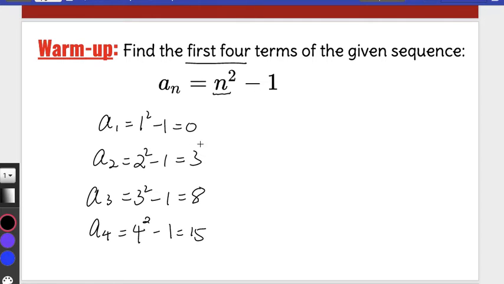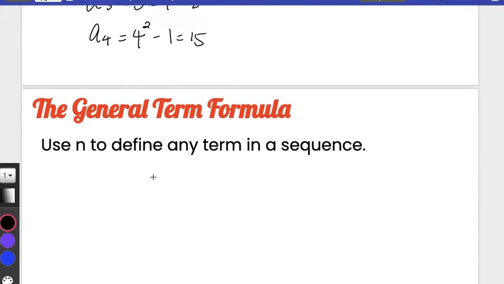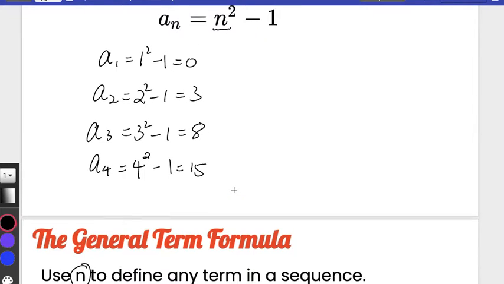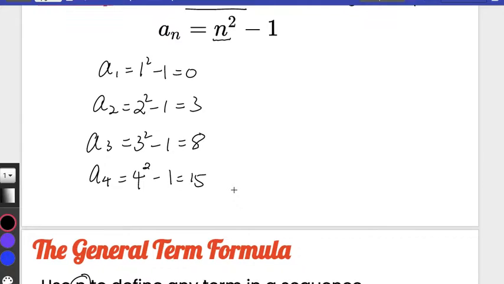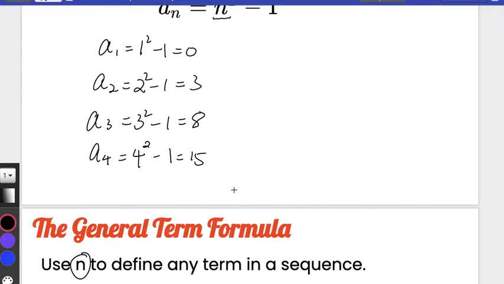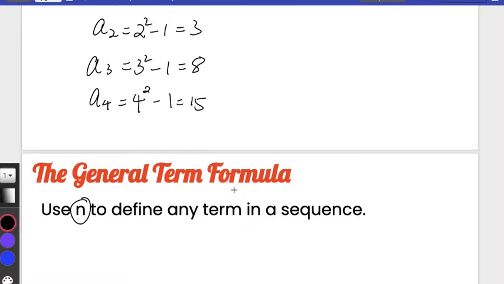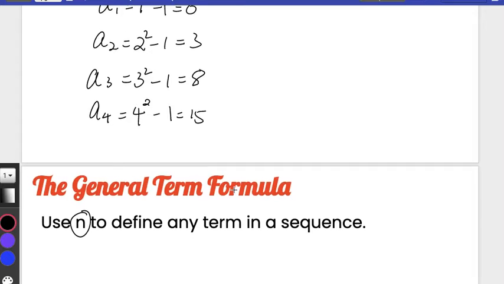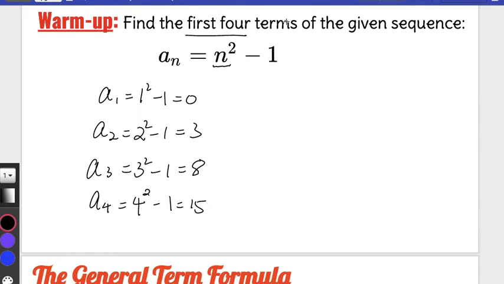All we need to do is replace n according to this formula and finish the calculation for these four terms. Also, as we mentioned before, this is called the general term formula. What does that mean? We can use n, the index number, obviously a counting number, to define any term in a sequence. This is very convenient for locating any random term in a sequence. For example, if we want to find a27, all we need to do is replace n with 27 for this sequence.